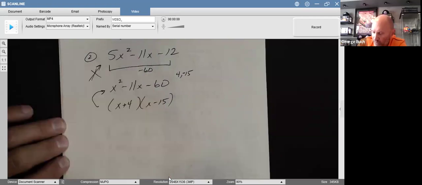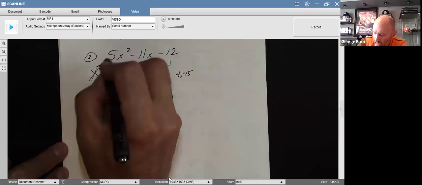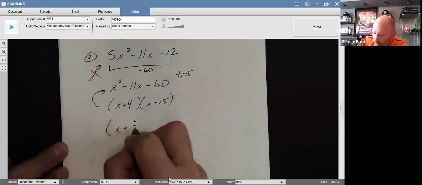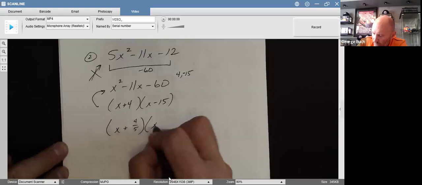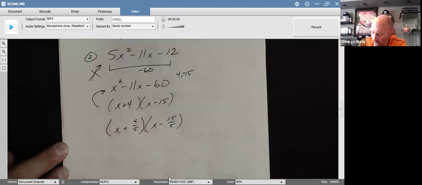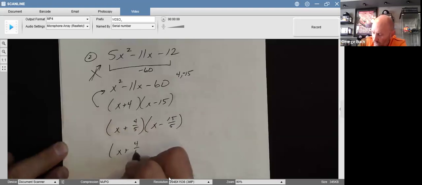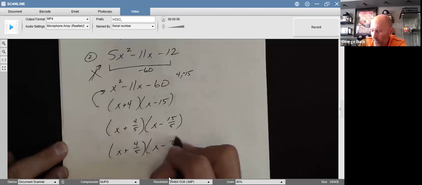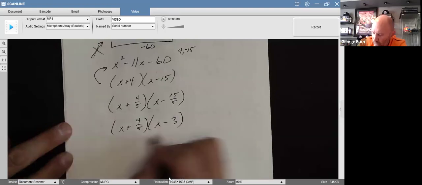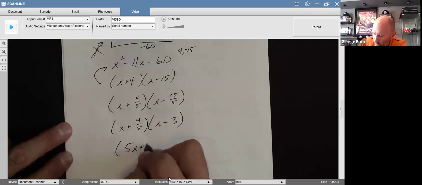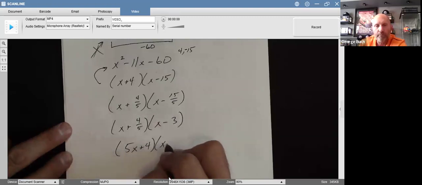So I do what? I divide everything by the original a. So I get x plus 4 over 5 times x minus 15 over 5. Simplify if I can. Well, I can't simplify 4/5, but I can simplify 15 over 5. That's 3. And now if I have any denominators, move them in front of the x. So I get what? 5x plus 4, x minus 3.